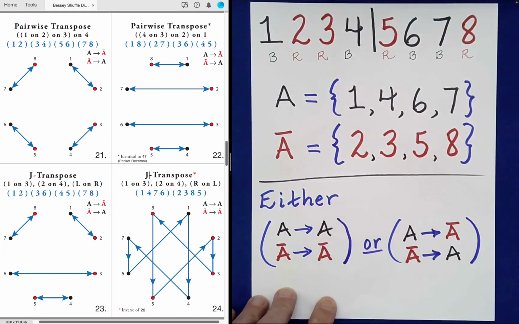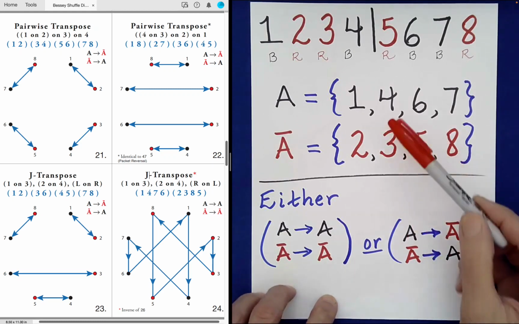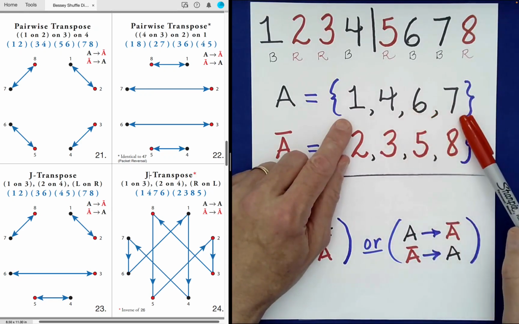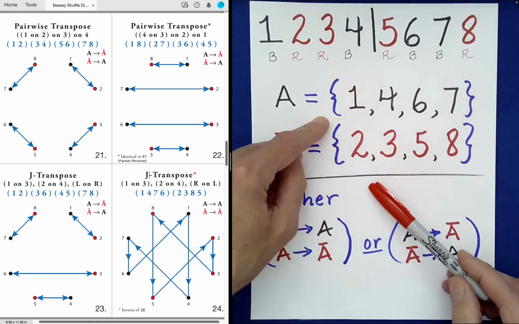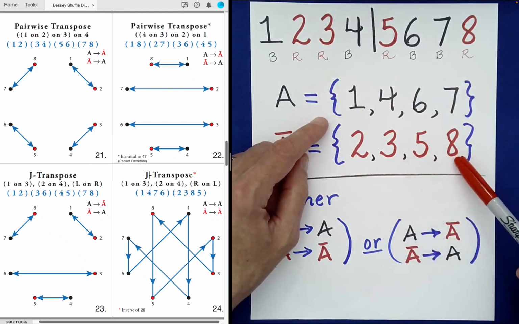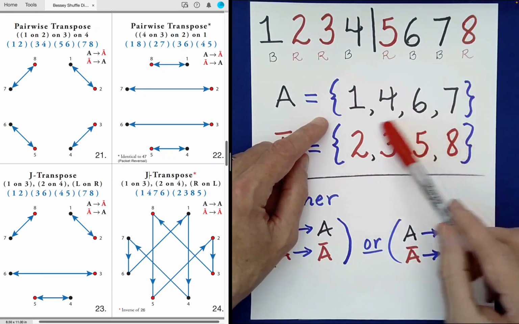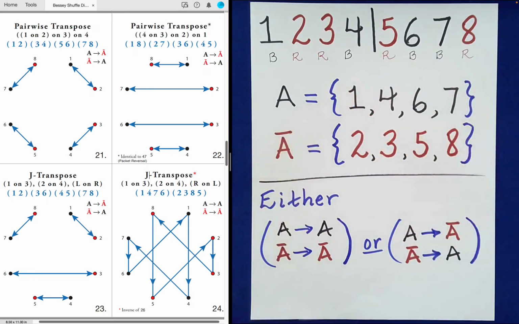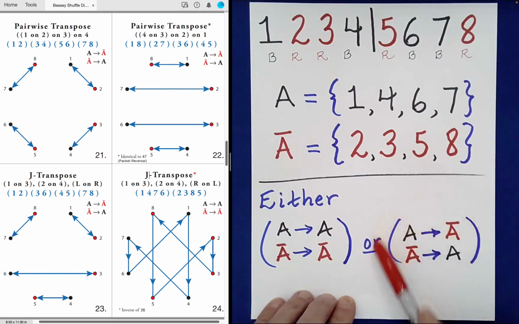That's in contrast to something we call an inversion of the sequence. What happens here is cards that were originally in positions 1, 4, 6, 7 get moved to somewhere among the position values 2, 3, 5, 8, and vice versa. Cards that began in these positions get moved somewhere to these positions here in the set A. If that occurs, we say inversion has occurred, and it's denoted as indicated here.